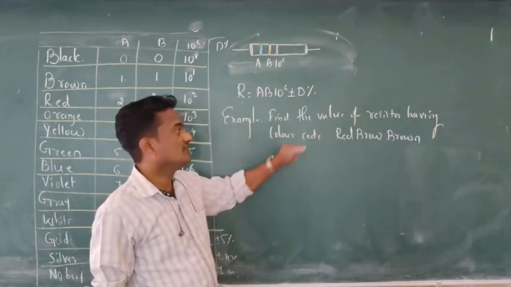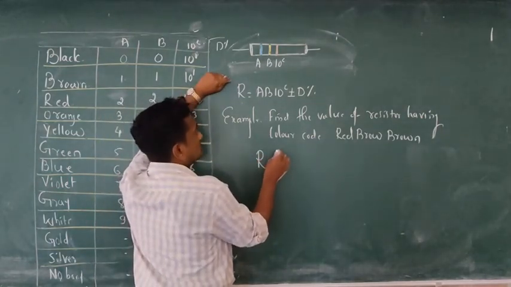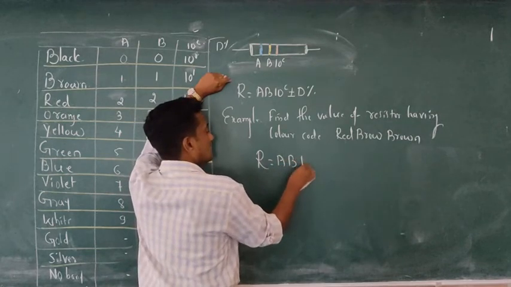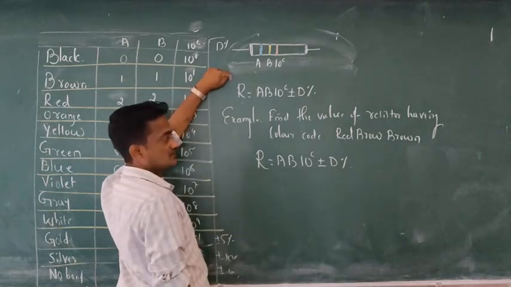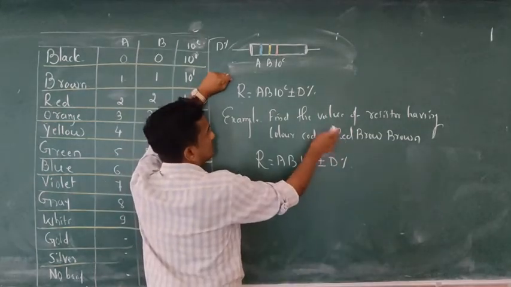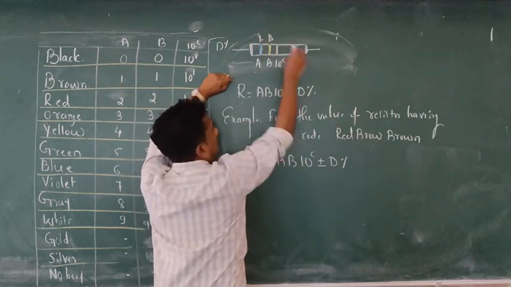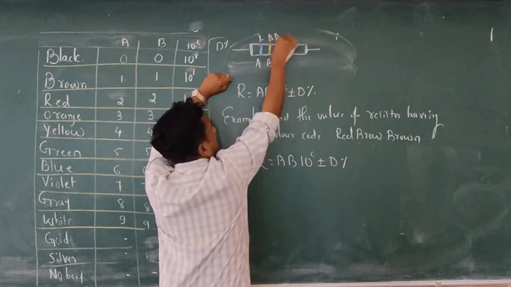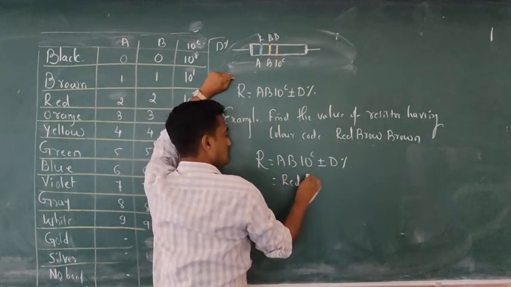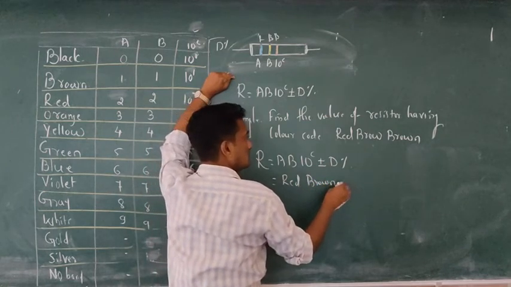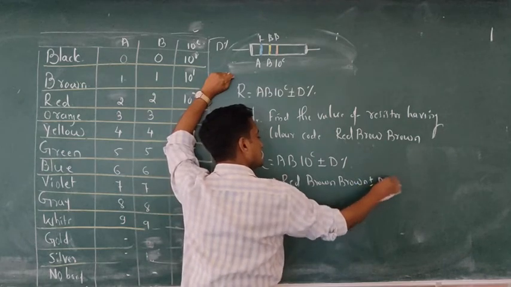We have to calculate the value of the resistor. The formula is R equal to AB into 10 to the power C, plus or minus D%. Then the bands they have to give are red, brown, and brown, like this. That is red, brown, then brown, then plus or minus D%.